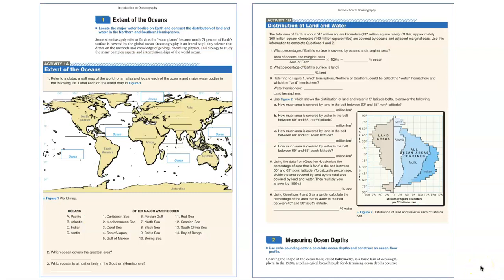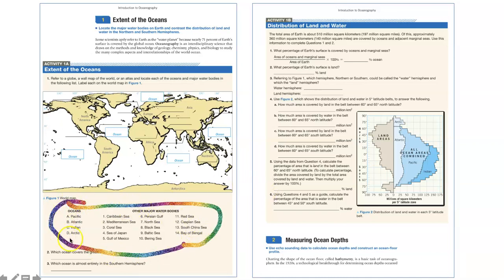The first activity asks you to look at the extent of the oceans around the Earth. Activity 1A simply asks you to put the names of oceans and other major water bodies on this map, pretty straightforward, and then answer a few questions.